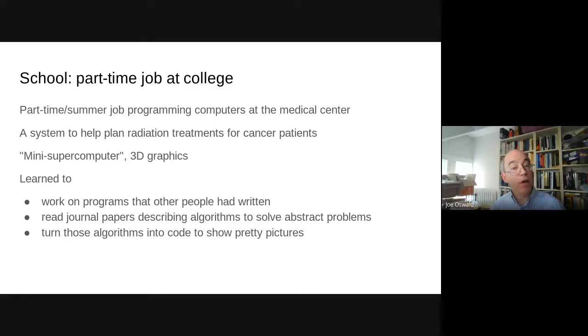But some of the main things I learned there is I learned to work on programs that other people had written, and I needed to change them to do something new or better. I learned how to read journal papers which describe algorithms solving abstract problems and turn that into code in this program to do useful things like show pretty pictures. And so I could take some of the lines that the doctors had drawn to identify the anatomy and turn that into a 3D wireframe that could be shown on the screen in 3 dimensions and make a realistic model of the patient anatomy.